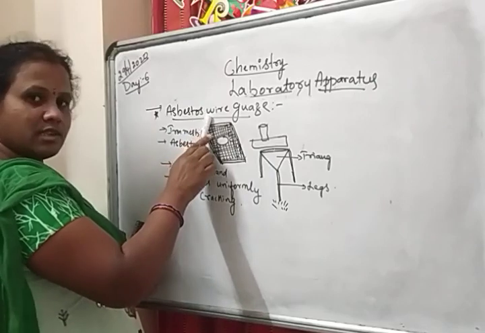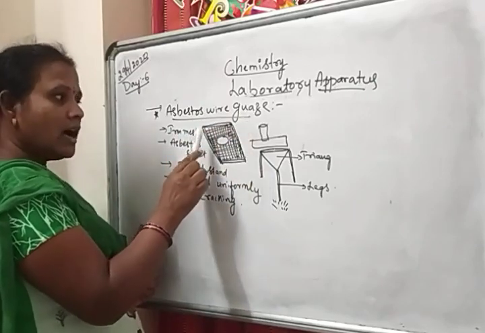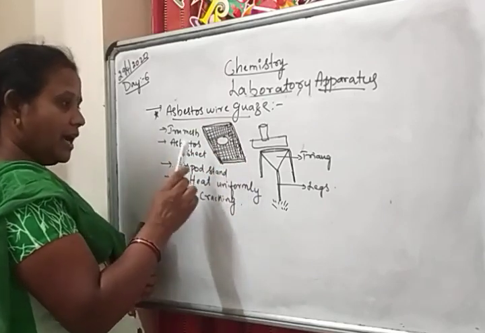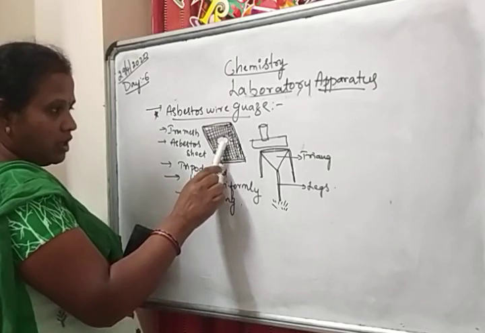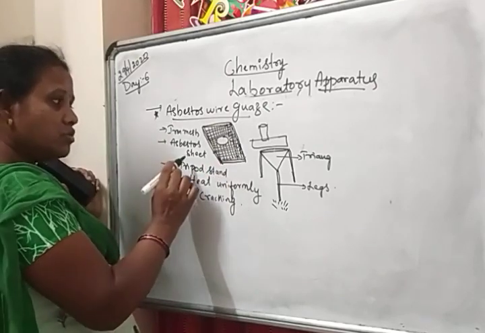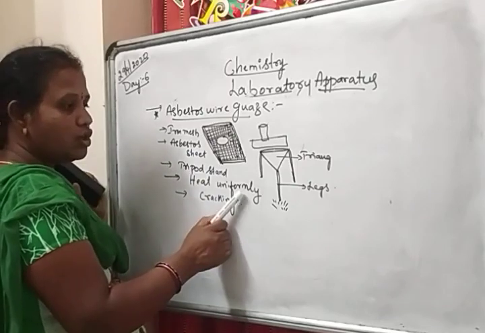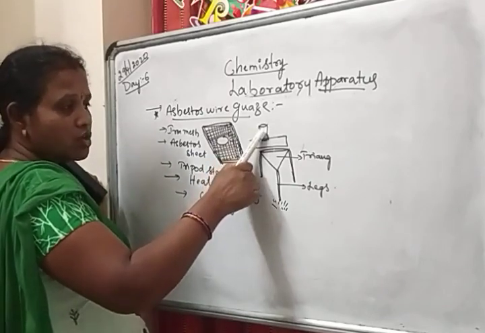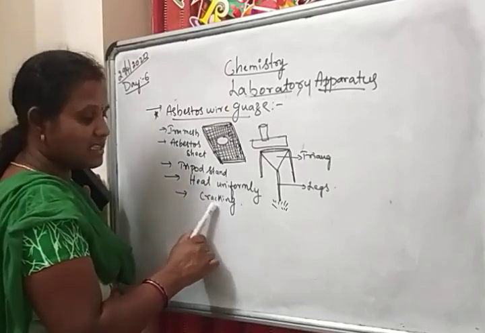So asbestos wire gauze looks like this. It is made up of an iron mesh, and in the middle you have the asbestos sheet. And what is the use of this asbestos sheet? It spreads the heat uniformly to the test tube or to the glass apparatus, and it prevents the glass apparatus from cracking.